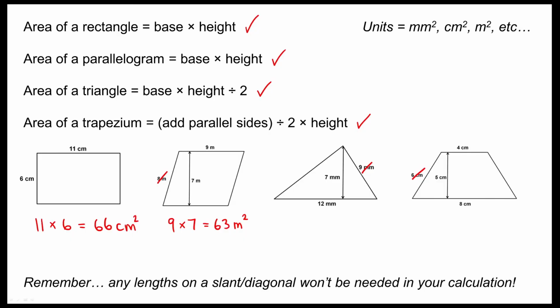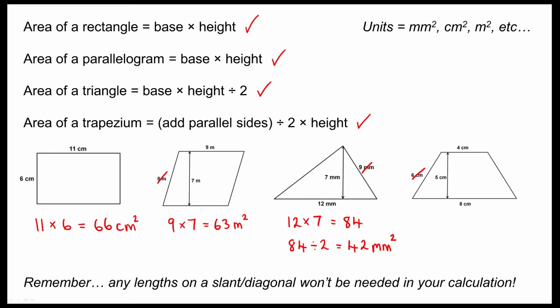For the triangle question, I know that the base is 12 and the height is 7. 12 times 7 is 84, but I then need to remember to half my answer because it is a triangle. 84 divided by 2 is 42. My units are in millimeters, therefore I get millimeters squared.